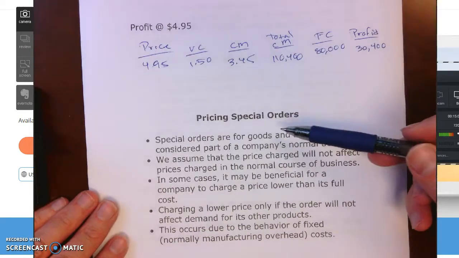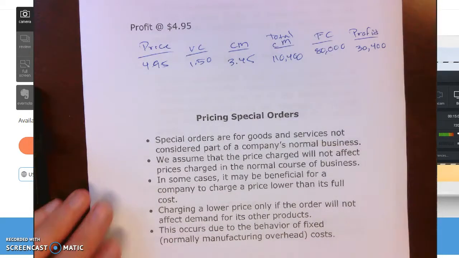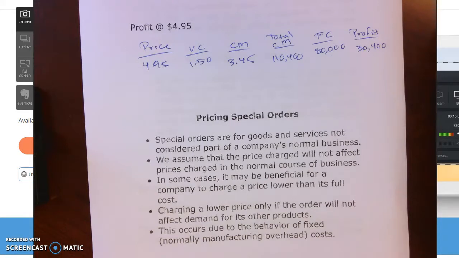So let's go ahead and look at something a little bit more complicated when we're talking about pricing special orders. Special orders would be a situation where a company gets, it's kind of like what it sounds like, somebody comes to them and says, we need you to develop XYZ product. Typically, it might be something that you already do. It may be something that's new. But typically, we're assuming that the company has the capacity to take on the order.